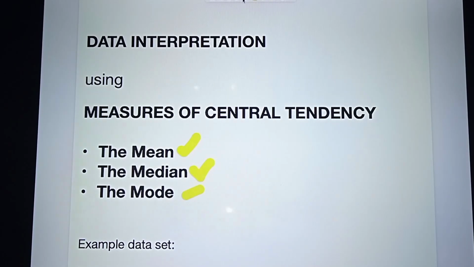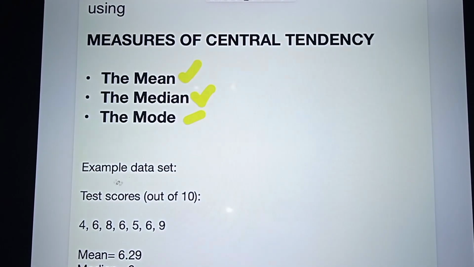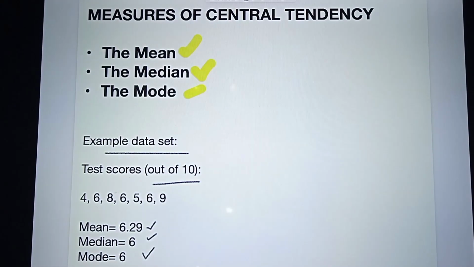There we took an example. In that lecture we took an example about test scores out of 10, and we calculated a mean, the median, and the mode. But remember, don't forget to write the unit with these final calculated values. Don't forget to write the unit with it.